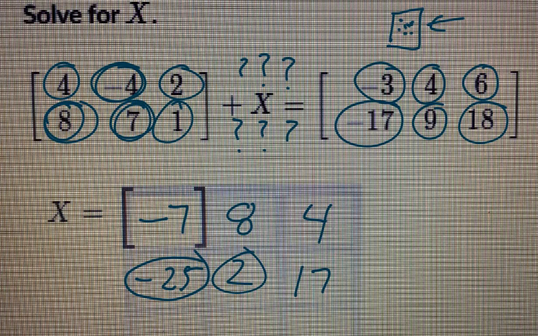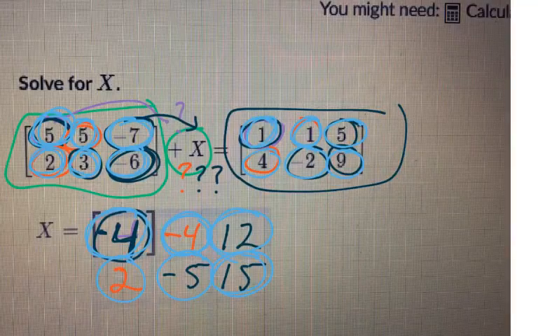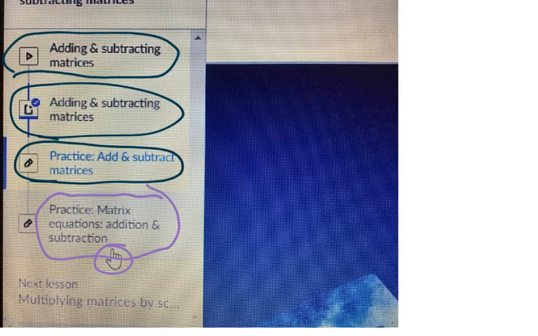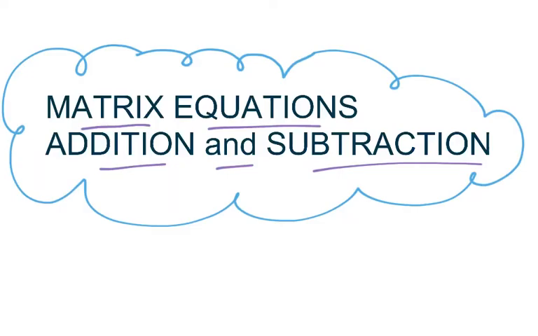Okay, guys. So you're going to have to do 1 or 2 more on your own. And then you will have aced doing matrix equations with addition and subtraction.